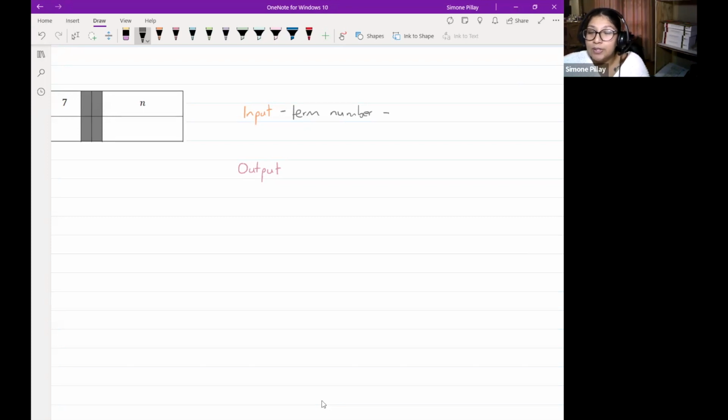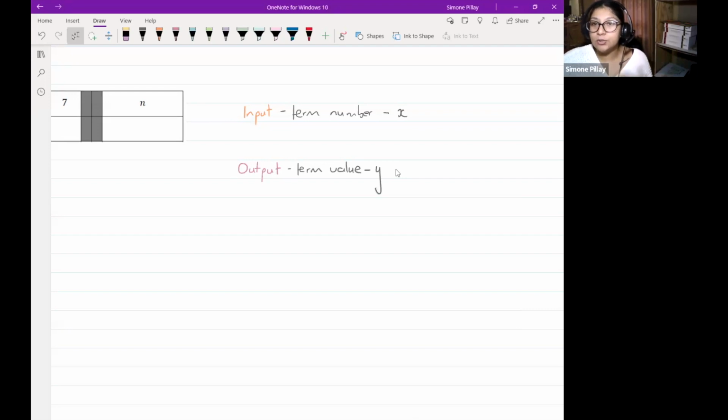We also know we can call these our X values. So if I talk about an input, if I talk about a term number, if I talk about an X value, it all means the same thing. When we speak about an output, we speak about a term value. And so that's exactly as I said. Just because it's the 10th number in the pattern, it does not mean its value is 10. Its value can be 163. That is what we mean when we talk about a term value. And then my term value is also my Y.